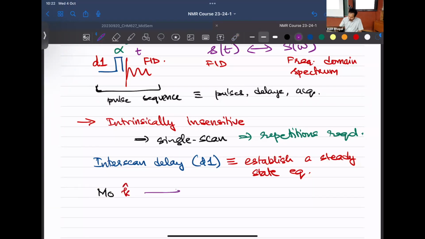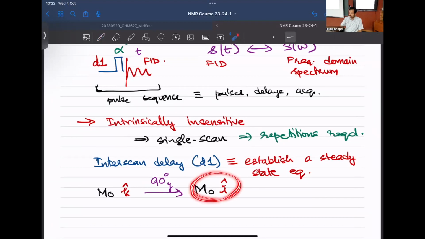If you end up applying a 90-degree pulse along, say, the J axis, rather, I should not write it this way. So a 90-degree pulse along the Y axis, then you're going to get the M0 along the I part of it, meaning that only the X axis has the bulk magnetization. Nothing exists on K after the application of the 90-degree pulse.